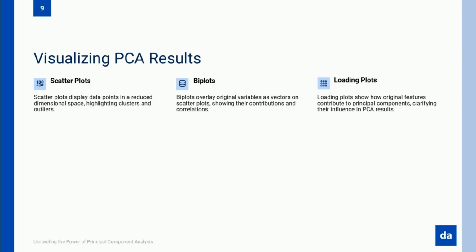Loading plots focus specifically on these variable contributions, displaying how strongly each original feature influences each principal component. This helps identify which variables drive the patterns you're seeing. In retail analytics, for instance, a loading plot might reveal that purchase frequency and average order value heavily influence the first principal component, while return rate and browsing time dominate the second.